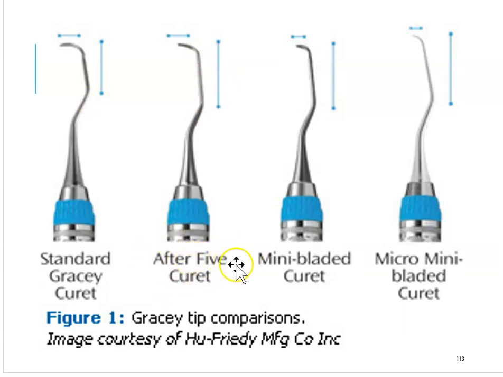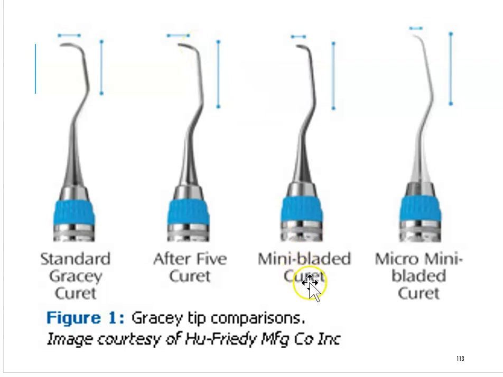After Five for after 5 millimeters. So your typical curette may just get up to 4 millimeters deep, or maybe even 5 millimeters. But if you want to get more than 5 millimeters deep, you need an After Five. And so an After Five has a longer shank, so it's able to get in there more deeply.